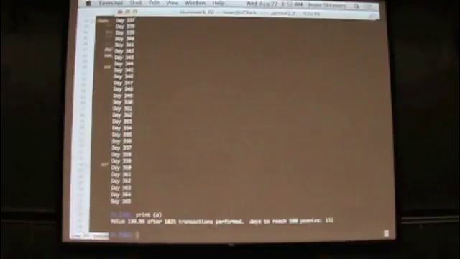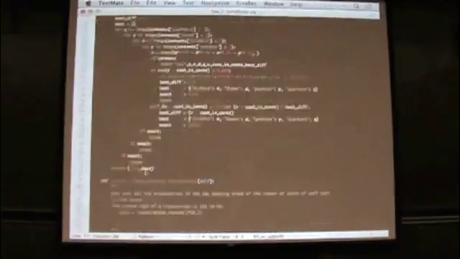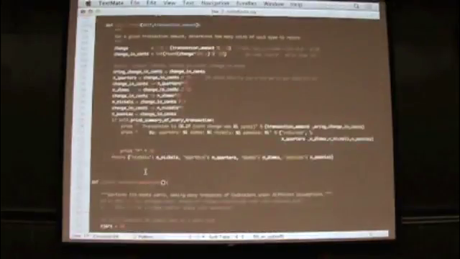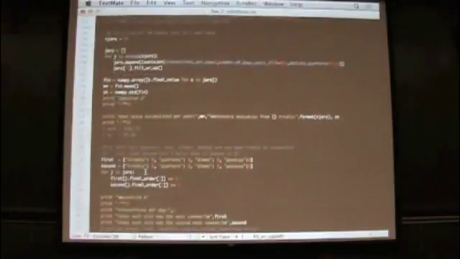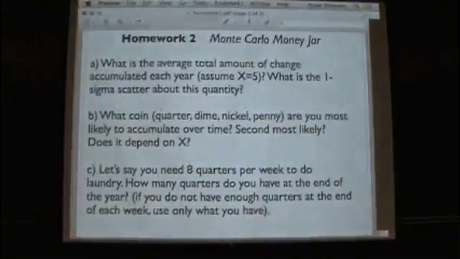So we're going to run this print A, and it will call that _str function. And so we have $190.98 after 1,800 transactions, and it took us 111 days to reach 500 pennies. So let's actually answer the homework questions using this answer homework questions function here. So the first question is, what is the average total amount of change accumulated each year if you make 5 transactions per day? And what's the 1 sigma scatter about this quantity?